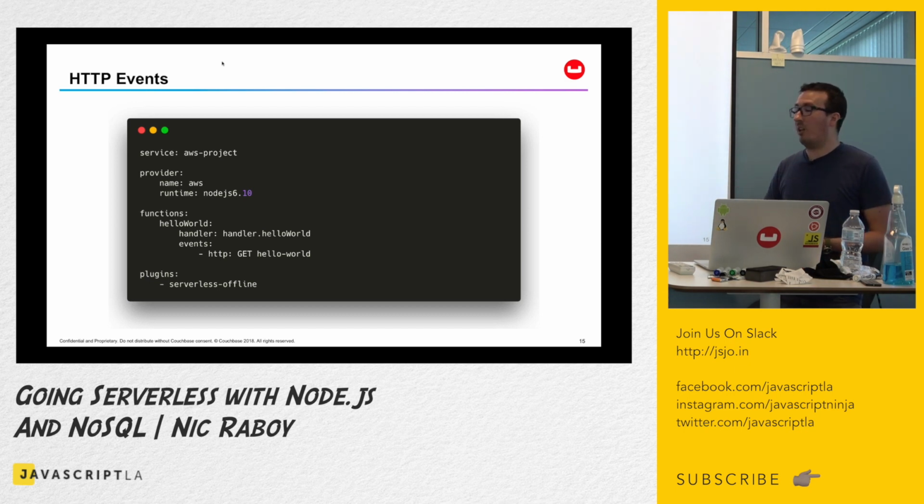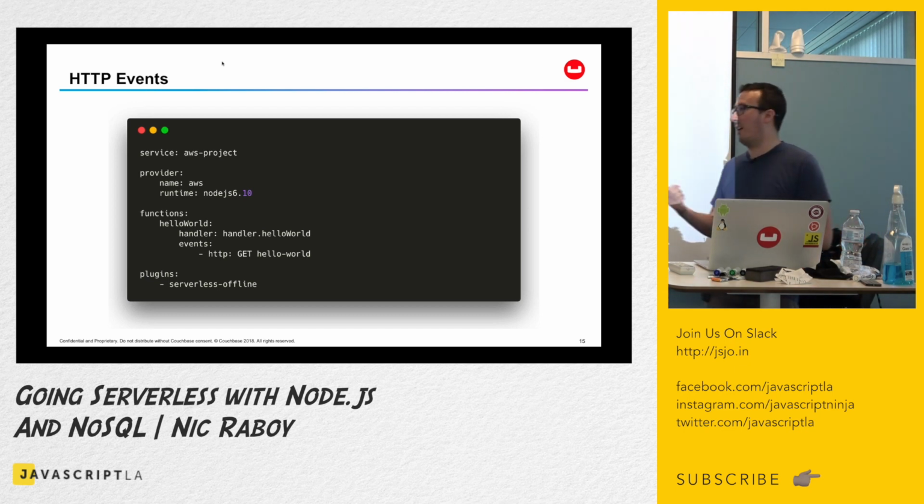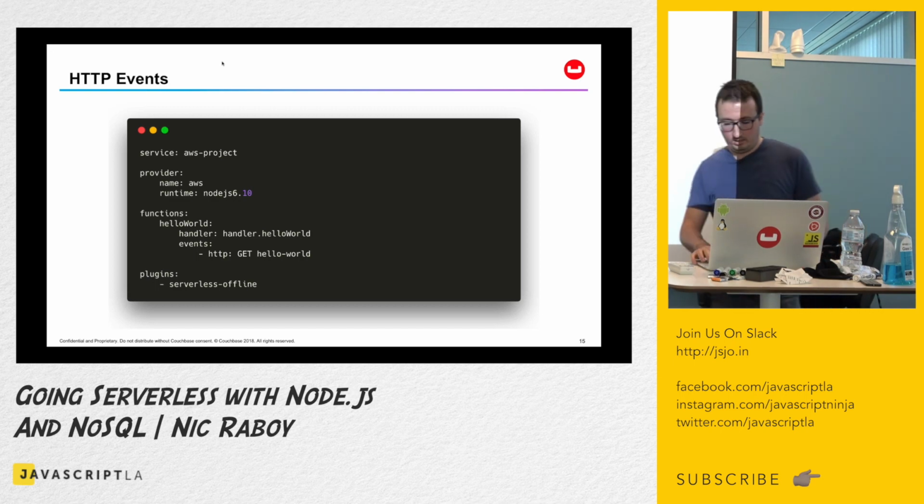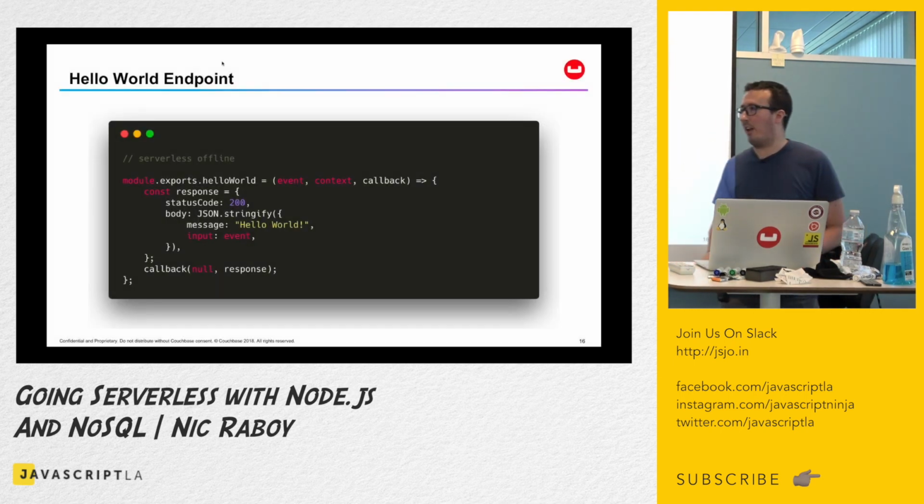For plugins, this is a plugin if you wanted to test your API offline. By default, you're not going to be able to have API offline testing out of the box, but the plugin is just an NPM module, and then you could hook it up, and then you can test it just like you would any other Node.js application. And then if you're using an API, the function itself hasn't changed. If you're testing it locally, you just do serverless offline.